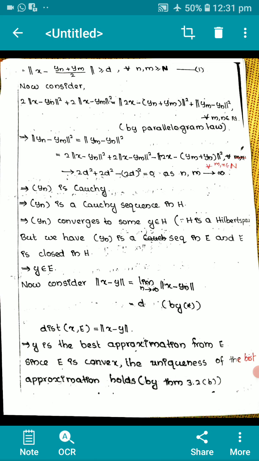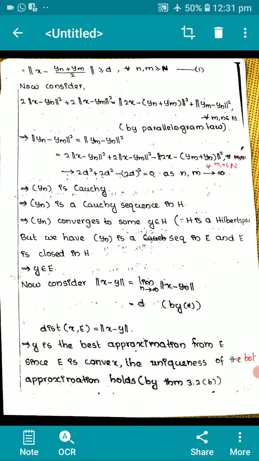Here on substitution, norm of x minus yn and norm of x minus ym, everything tends to d as we have taken already. So that is 2d square plus 2d square minus the other one again 4d square. Ultimately 4d square minus 4d square is equal to 0. So the sequence yn is a Cauchy sequence. So the sequence yn converges to some y in H, since H is a Hilbert space and a Cauchy sequence is convergent. But yn is a sequence in E and E is closed in H. That implies y is an element of E.